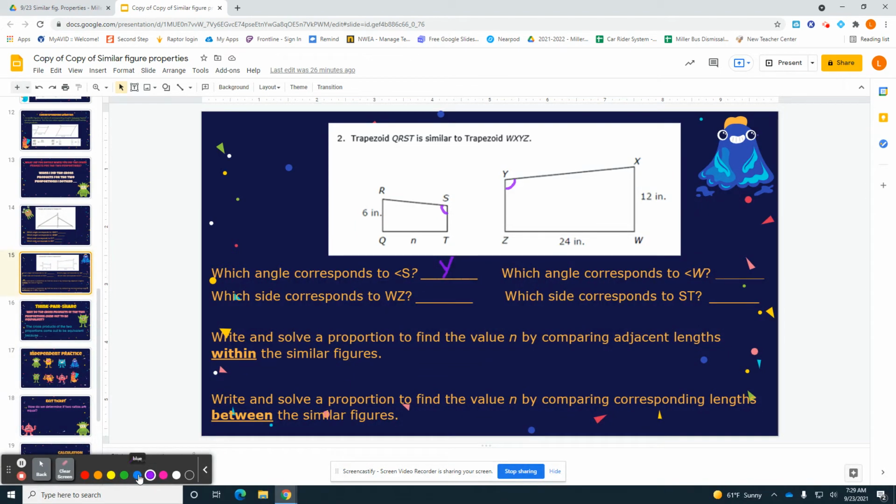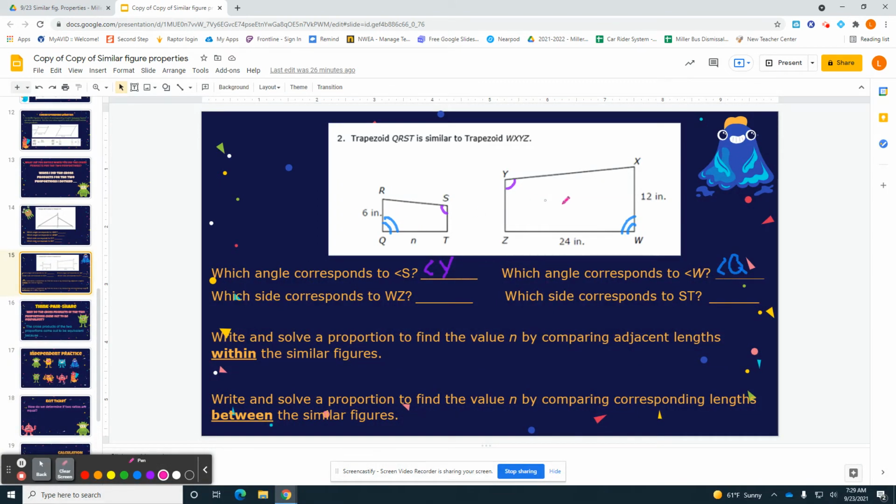So now we're going to look at angle W. Angle W is here. Which one corresponds to angle W? If you said angle Q, you are correct. I didn't put my angle sign. Sorry, guys. Fixed it.